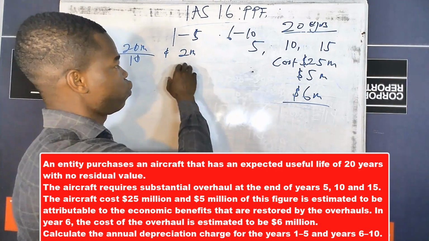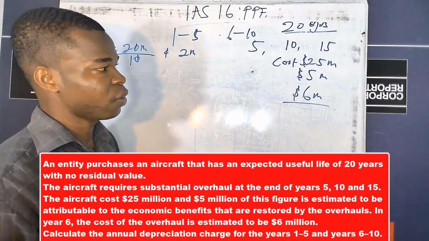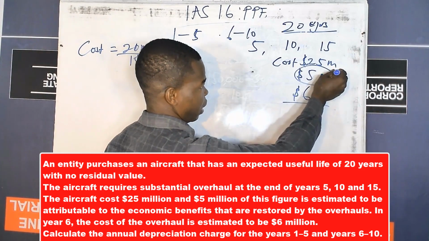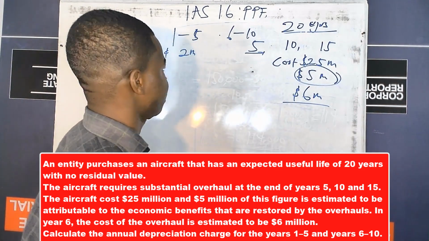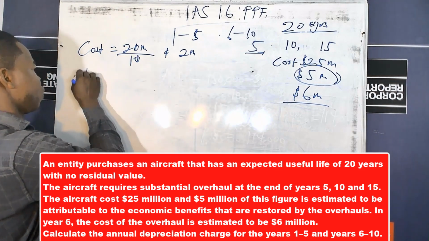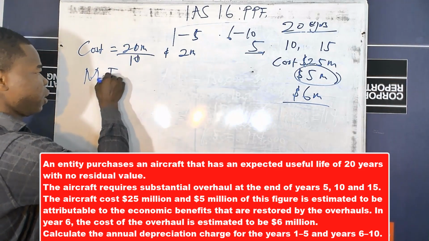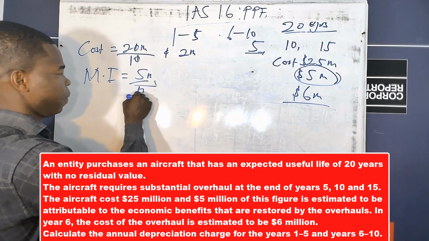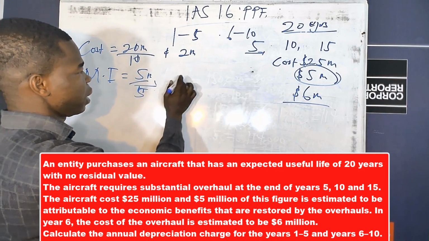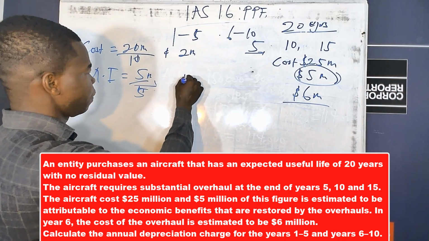That is going to be the 2 million. Now we are supposed to also depreciate this one separately for the first 5 years. So for the major overhaul or the major inspection, it is going to be 5 million divided by 5, and this is going to give us 1 million.